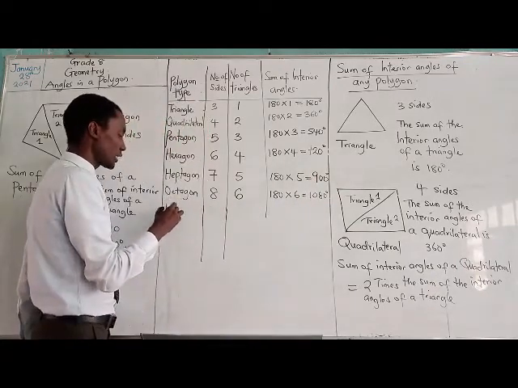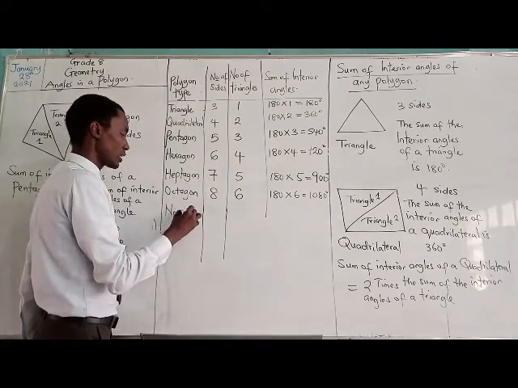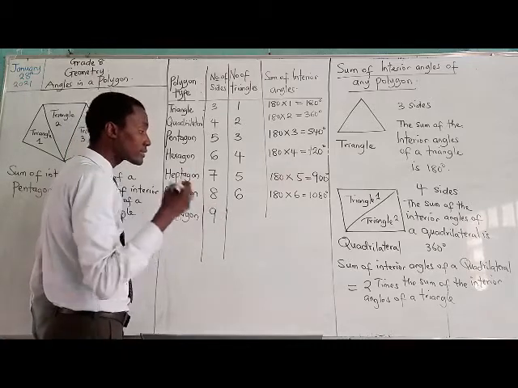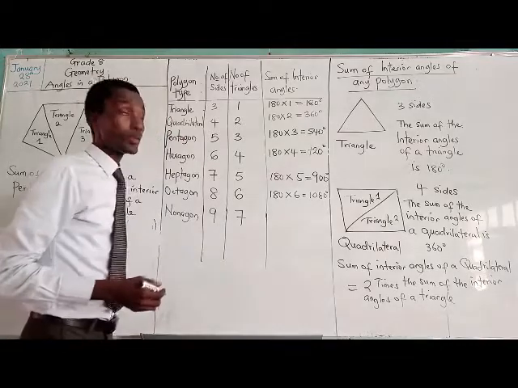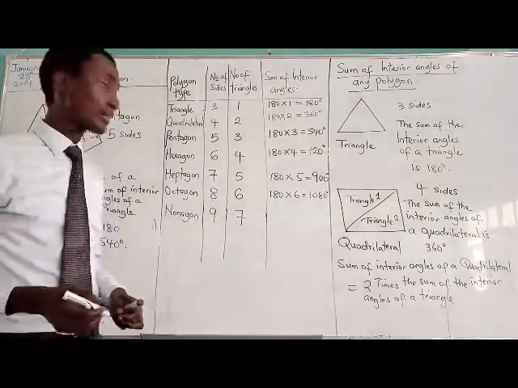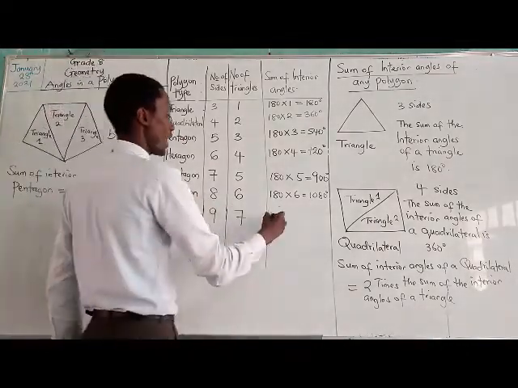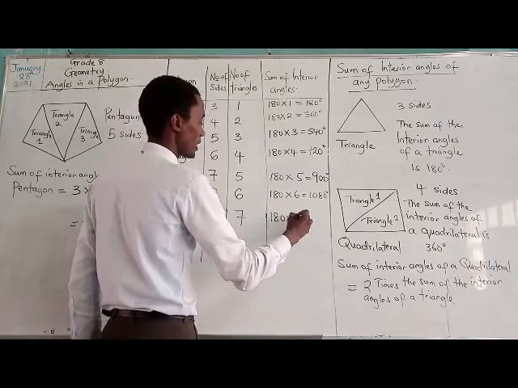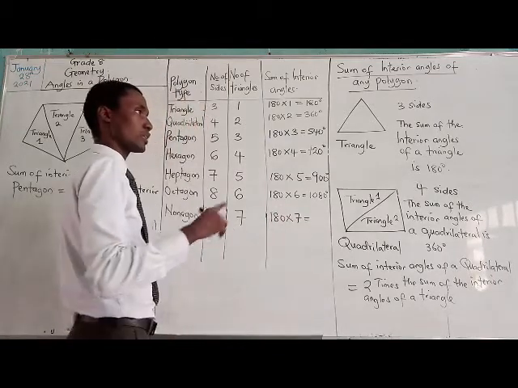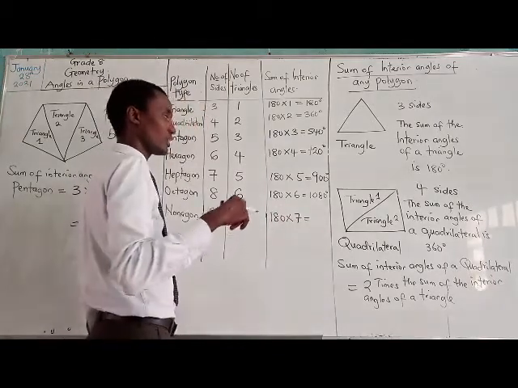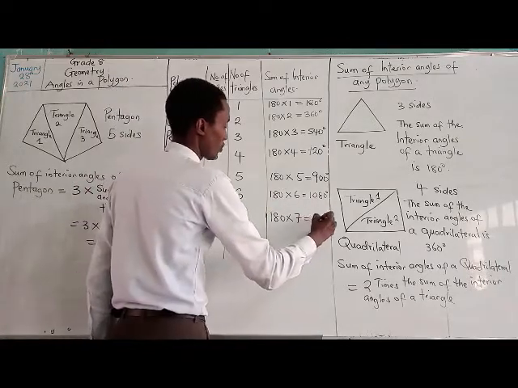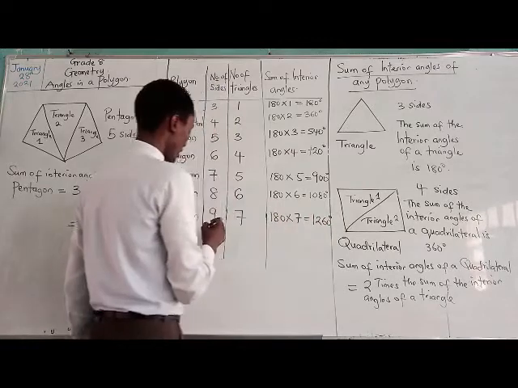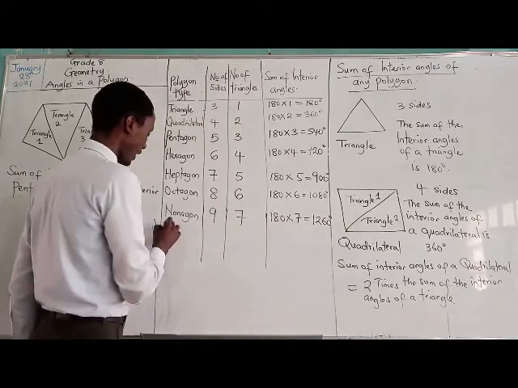And then we have nonagon. That will be 9 sides. And that will be 7 triangles. So please take note of this table because you could be asked in the exam how to handle this. Times 7, and that will give me 1,260 degrees.